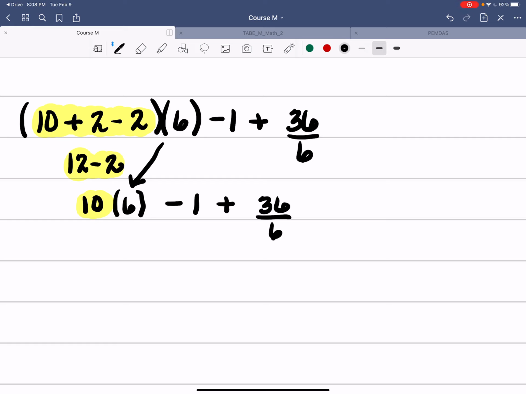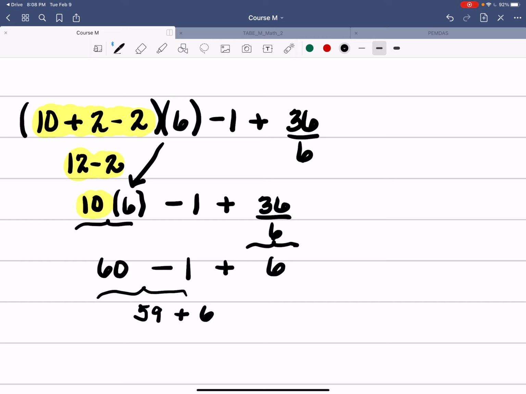Multiply and divide left to right. So 10 times 6 is 60. And then 36 divided by 6 is 6. Let me do this. Bring it on down here. And then we have the minus 1 and the plus sign. And then we add, subtract left to right. So I have 59. Add 6. Finally, gets me to 65.